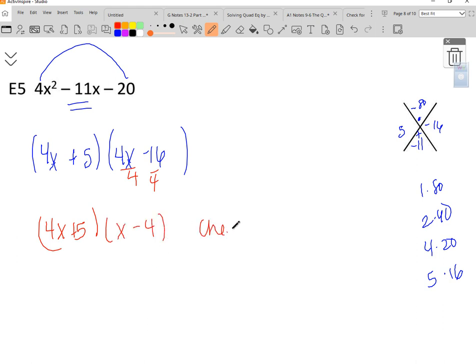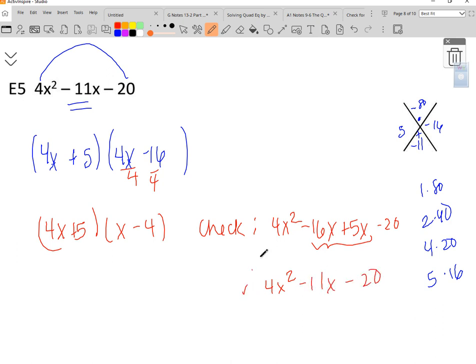So, I'm going to check this one real quick. 4x times x, 4x squared. 4x times negative 4, negative 16x, plus 5x, and minus 20. These will simplify to negative 11x. So our check proves to us that we have rewritten this as a set of factors for this expression. Any questions?